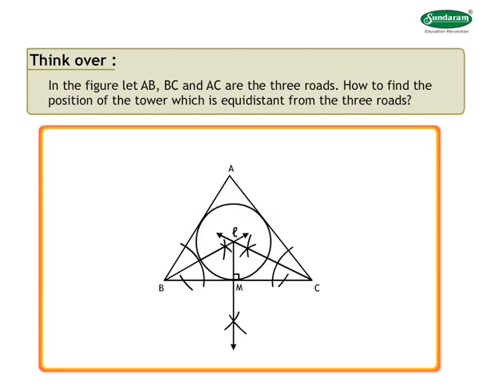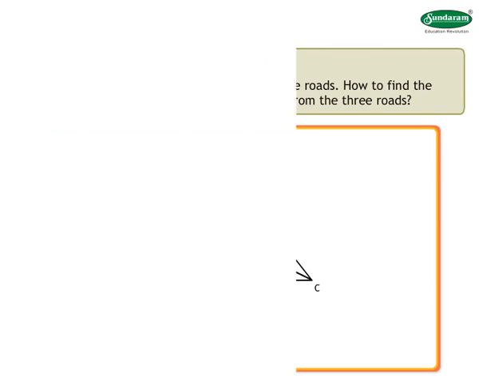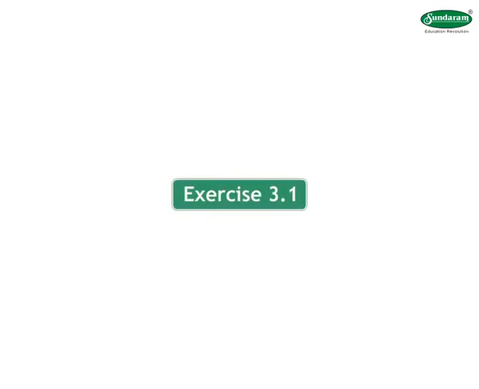Thus, we can conclude that the tower is in the center of the incircle, that is at point I of the triangle ABC. Now let's solve exercise 3.1.